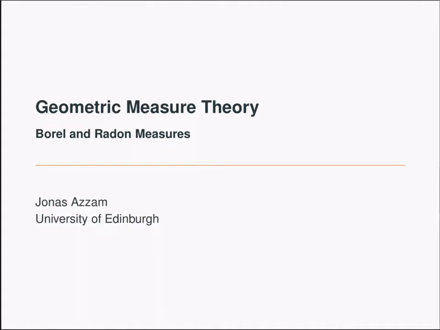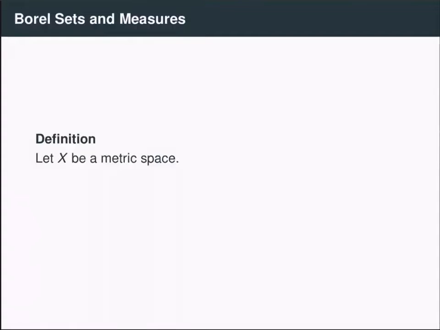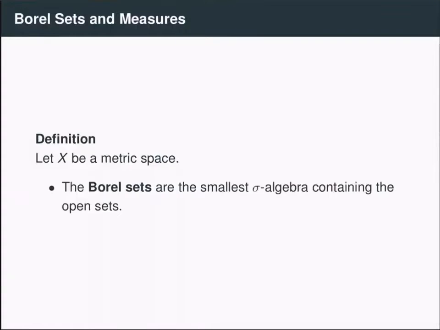In this video, we'll discuss Borel and Radon measures, which constitute the majority of measures we'll work with in this course. So, given the metric space X, we say the Borel sets are the smallest sigma algebra containing the open sets.